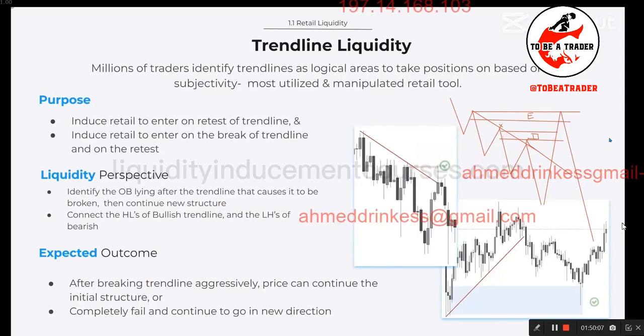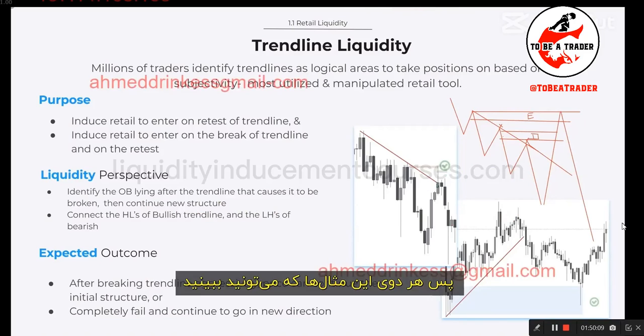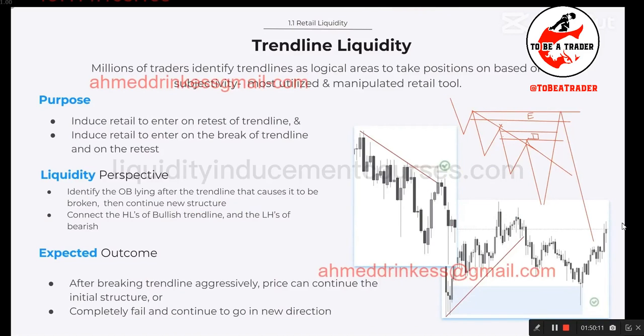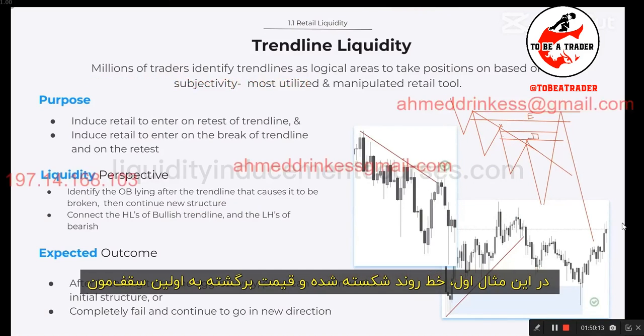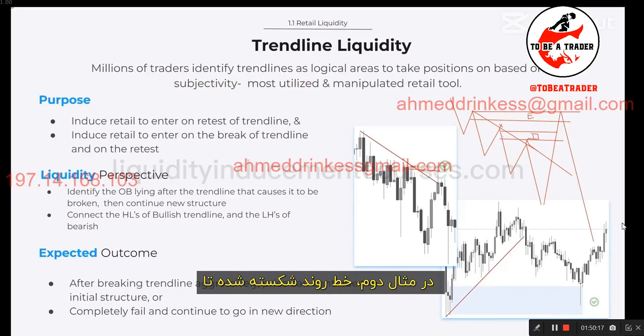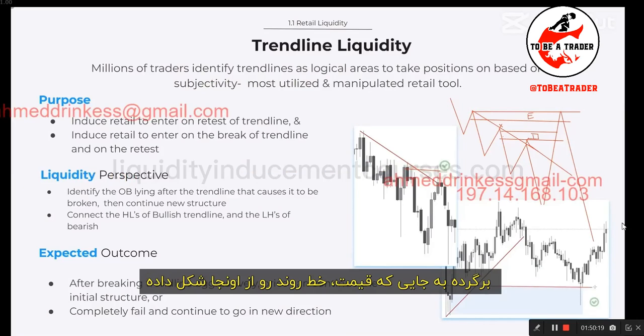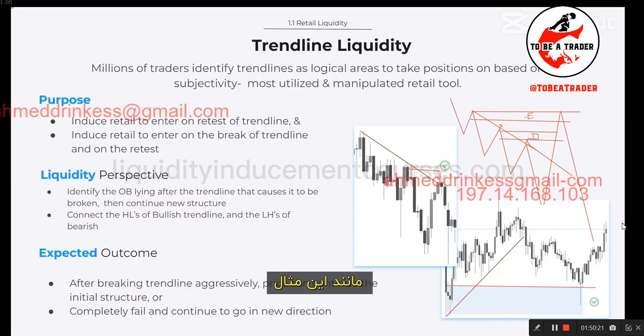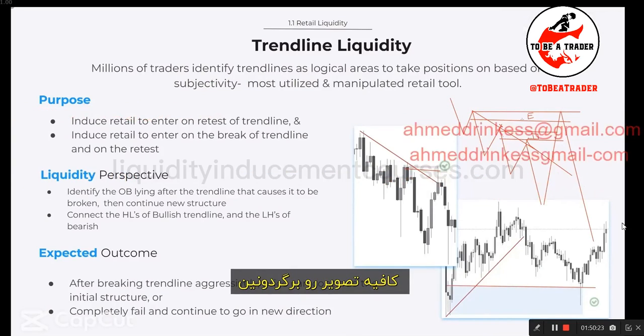In both of these examples, you can see the first one, the trend line was broken to come back to our first high. In the second example, the trend line was broken to come back to where price first started the trend line, like in this instance. Just flip the drawing, inverse it, draw the sells, and you can come back and draw the buys.